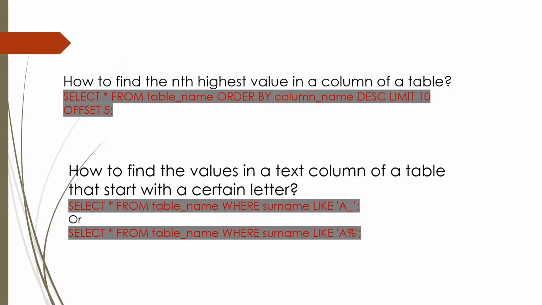Now next question is how to find the values in a text column of a table that start with a certain letter, using the LIKE operator in combination with the percentage and underscore wildcards. For example, we need to find all surnames in a table that start with A. The query can be written as SELECT * FROM table name WHERE surname LIKE 'A_%'; here we assume that a surname must contain at least 2 letters. Without this assumption, meaning that a surname can be just A, the query is as follows: SELECT * FROM table name WHERE surname LIKE 'A%'.